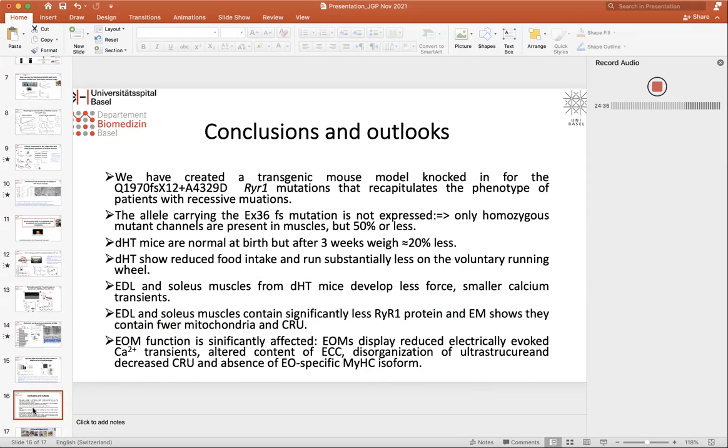So this brings me to the conclusion and to the outlooks. We have created a transgenic mouse model knocked in for the compound heterozygous mouse mutation that recapitulates closely the phenotype of the patients with recessive mutations. In the exon 36, which carries the frameshift mutations, is not expressed. Therefore, only homozygous mutant channels are present, but to a degree of 50% or less.